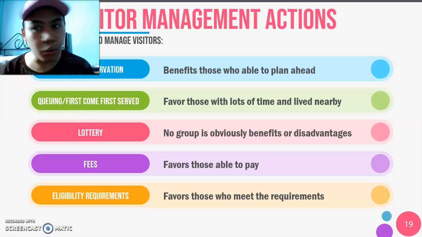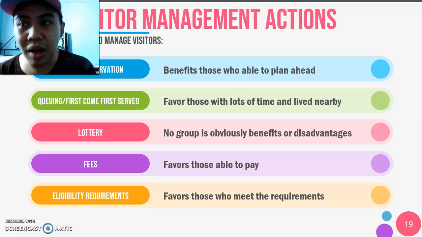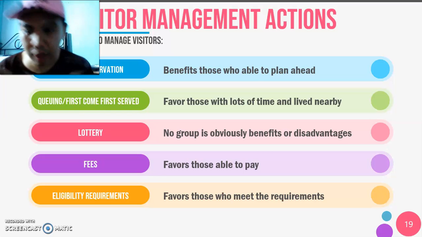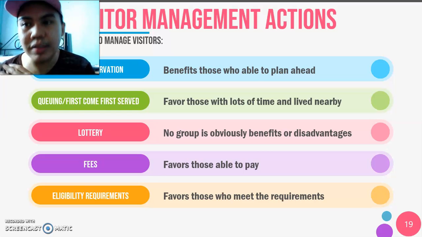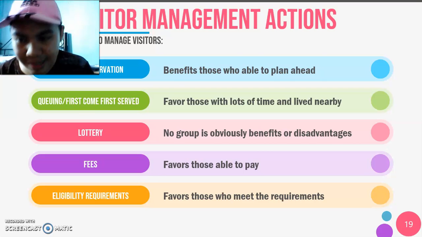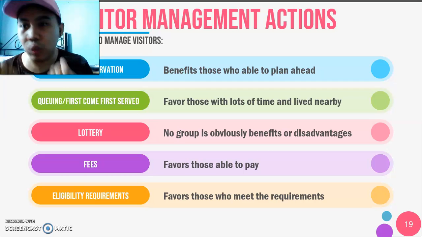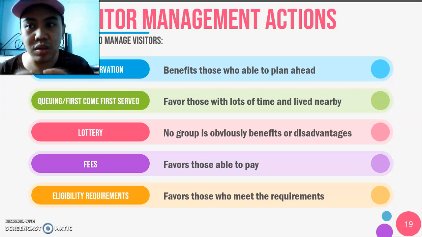Lottery, there is no group that will benefit from this kind of action, but you can control the number, because not all the people will win the lottery to enter the place. Fees favor those who can pay. And lastly is eligibility requirement. For example, if you want to go to this area, you have to be of age 24 and know all the regulations, so it will benefit someone who has the requirement.